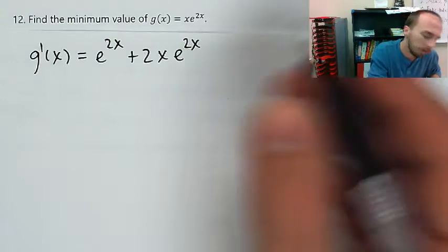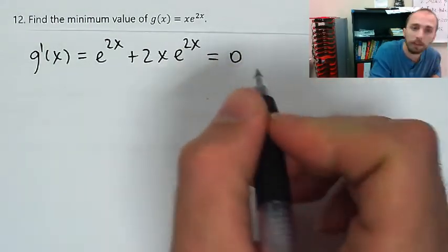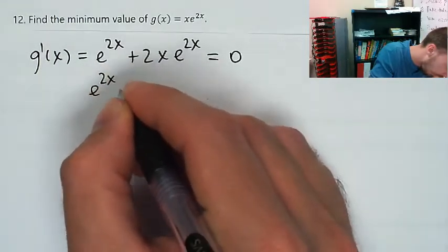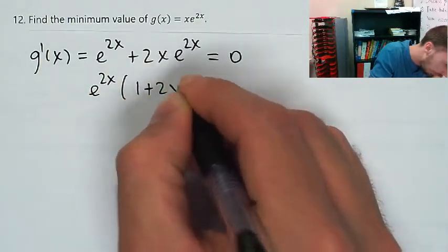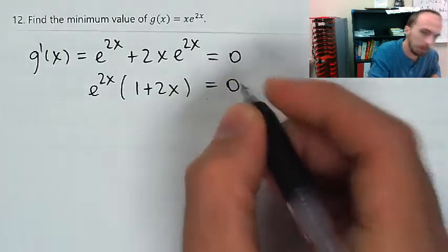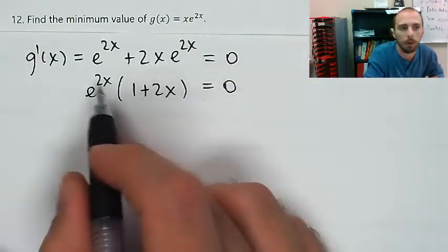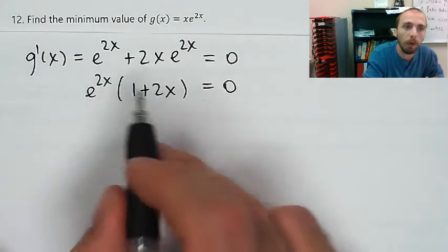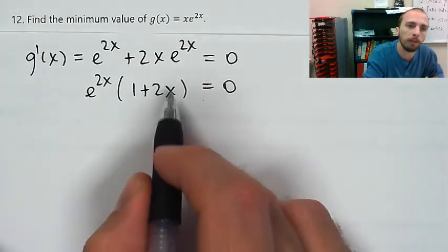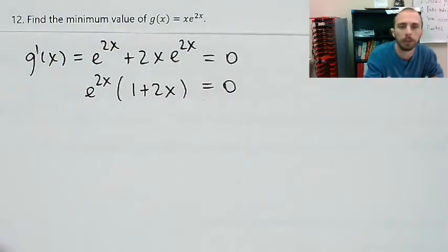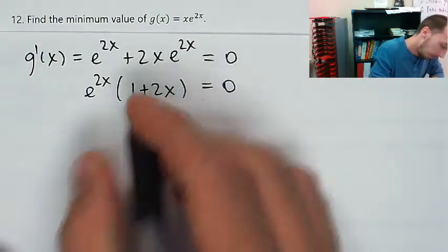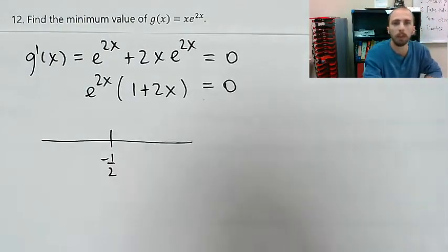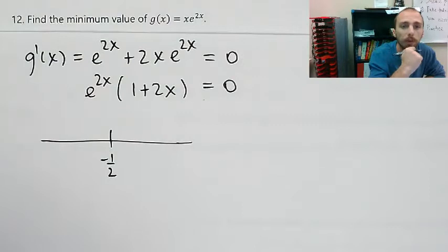If I want to know where this equals 0, I'm going to have to solve this by factoring. So I'll factor out that e to the 2x and get 1 plus 2x equals 0. And so g prime will equal 0 anywhere either of these is 0. e to the 2x is never 0. 1 plus 2x would be equal to 0 if 2x was equal to negative 1, which would be x equals negative 1/2. So negative 1/2 is the only critical point I've got. It's the only 0 of the derivative.